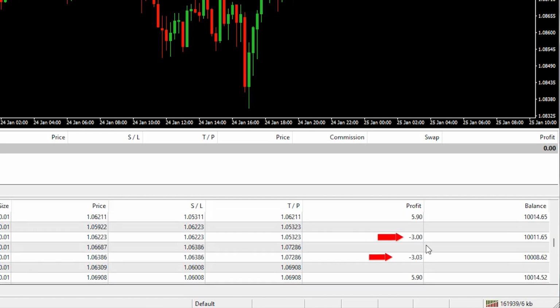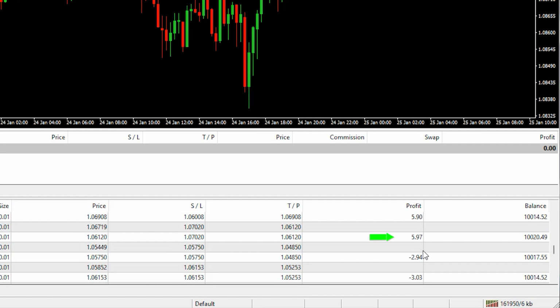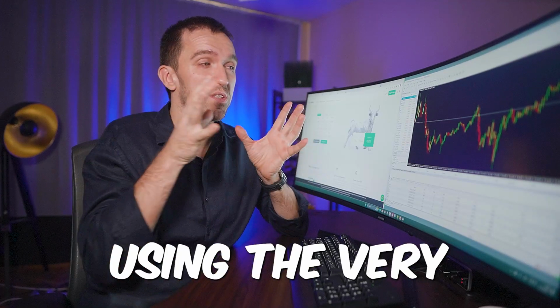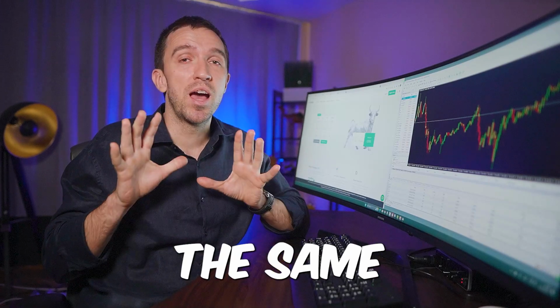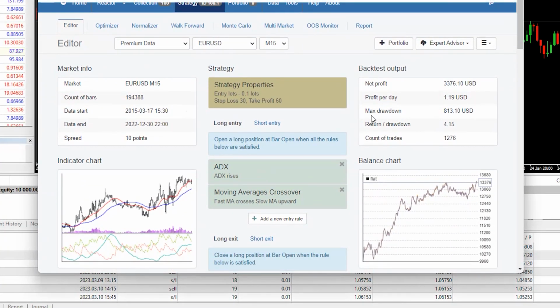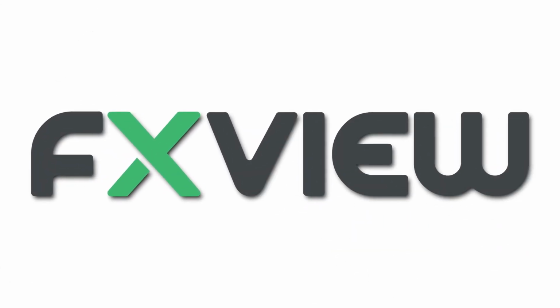The profit whenever the stop loss is hit is about $3, and whenever the take profit is reached, that is about $6. So this trading amount is way more suitable for a small live trading account using the very same strategy at the same expert advisor. And before I show you some more statistics of the expert advisor, like when it opens and closes trades, what are the more detailed statistics and a longer backtest since 2015, let me tell you more about the broker that I'm using for that strategy.